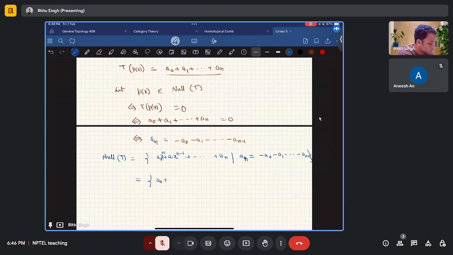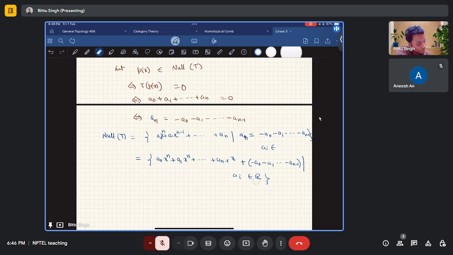So it will take this form, where the ai are from the scalars, satisfying this relation. So a0 x to the power n plus a1 x to the power n minus 1 plus ... Now instead of an, I can put minus a0 minus a1 up to minus a(n-1), and there is the constant term. So this will take this form such that ai are from real numbers. Not real numbers, here the scalar field is F. It can be real, complex, whatever.